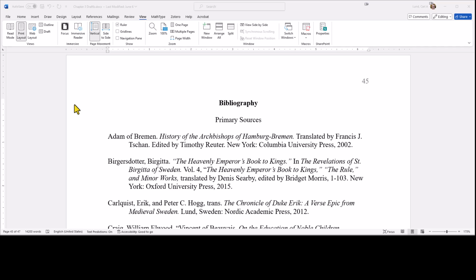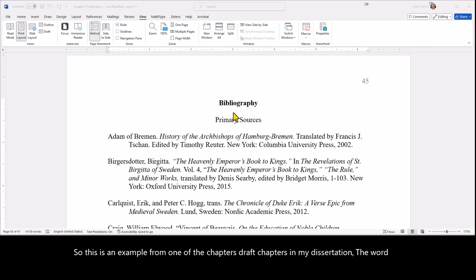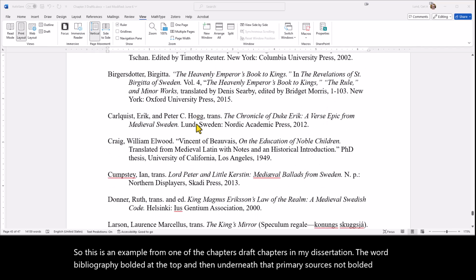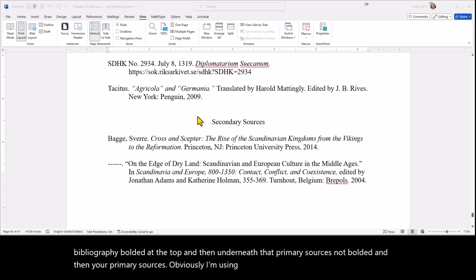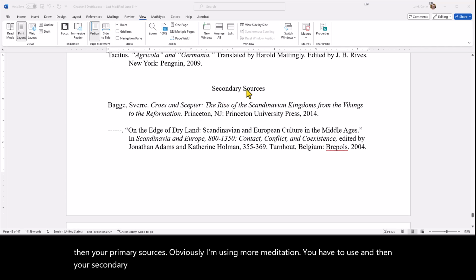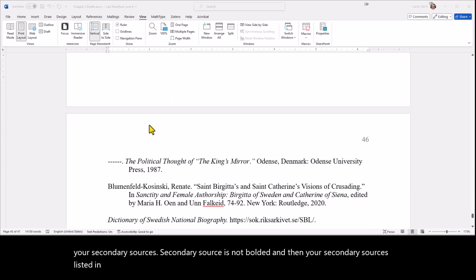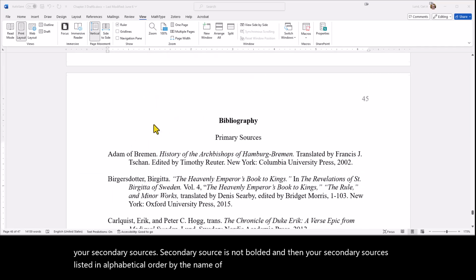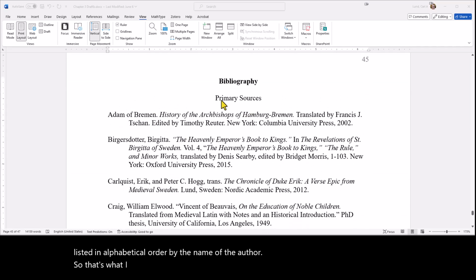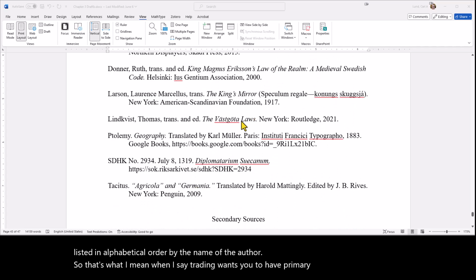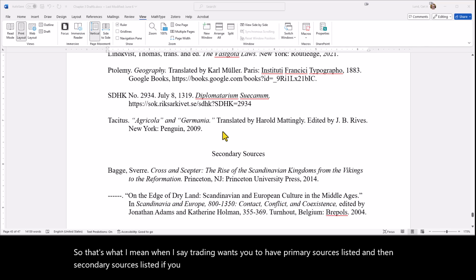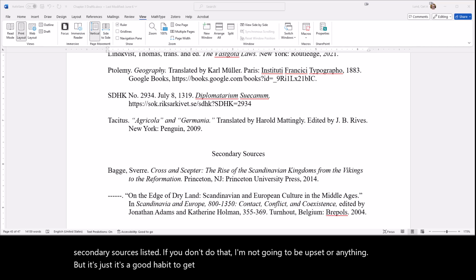So this is an example from one of the draft chapters of my dissertation. The word bibliography bolded at the top, and then underneath that, primary sources not bolded. And then your primary sources, obviously I'm using more in my dissertation than you have to use, and then your secondary sources not bolded, and then your secondary sources listed in alphabetical order by the name of the author. So that's what I mean when I say Turabian wants you to have primary sources listed and then secondary sources listed. If you don't do that, I'm not going to be upset or anything, but it's a good habit to get into, I think.